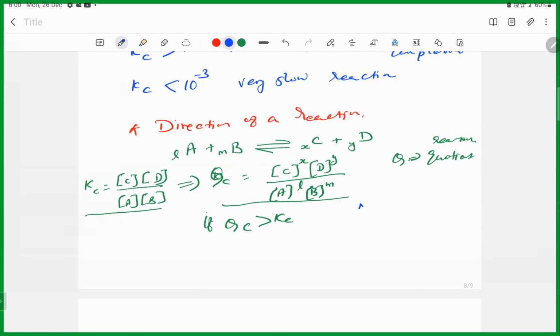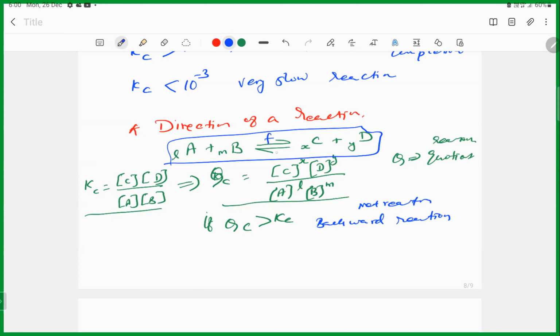So the net reaction is a backward reaction. That means backward means what reaction will happen? Tell me using this. This is your reaction. This is forward, this is backward. Then what is the reaction? If Qc is greater than Kc, what happens? This is the forward reaction: A and B mix and you get C and D. C and D combine again to give A and B.